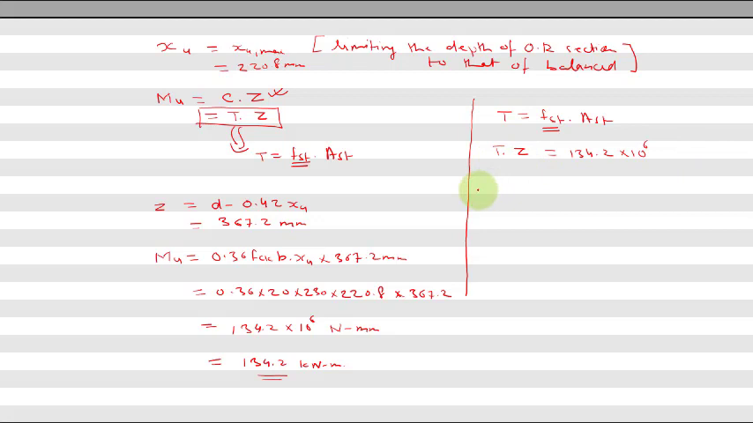So tension in steel, FST into AST. AST was 1570. Z we had computed as 367.2, equal to 134.2 into 10 to the power of 6. If you do this calculation, you will get the value of FST, and you'll find that this FST is less than 0.87 Fy. It simply means that in the over-reinforced section the stress in steel is not yielding. It has not reached the yield stress. So of course, your stress in steel will be less than 0.87 Fy. I hope it is clear.